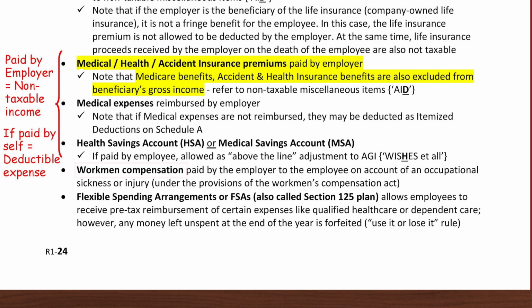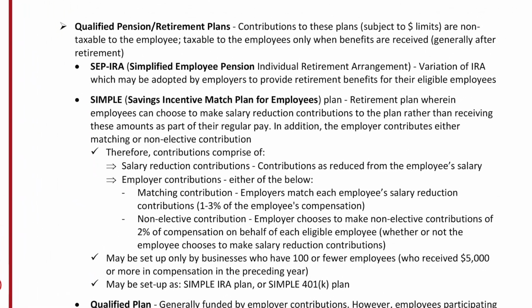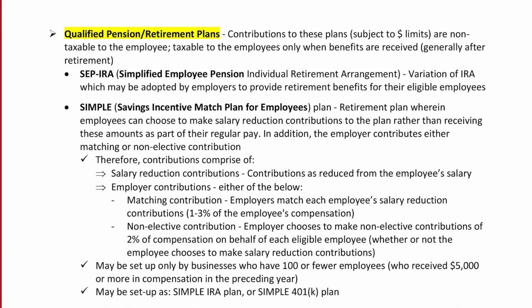Next, put a box around workmen compensation. In case this is paid by the employer to the employee on account of an occupational sickness or injury, that's non-taxable to the employee. On page 25, highlight qualified pension or retirement plans. Generally, contributions to these plans are non-taxable to the employee. Highlight taxable to the employees only when benefits are received, which is generally after retirement.